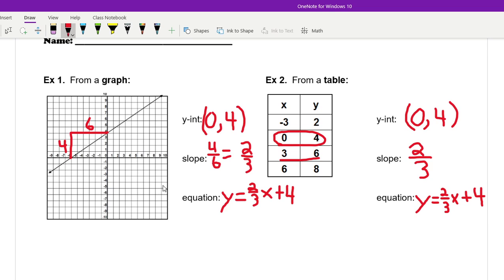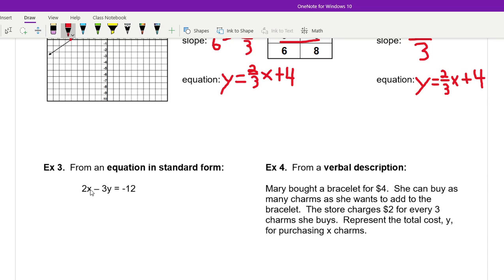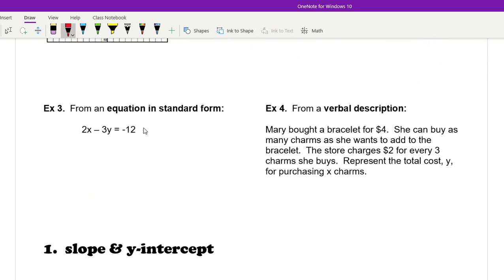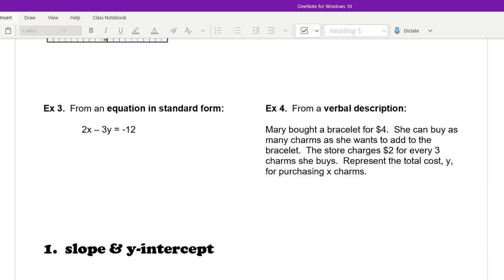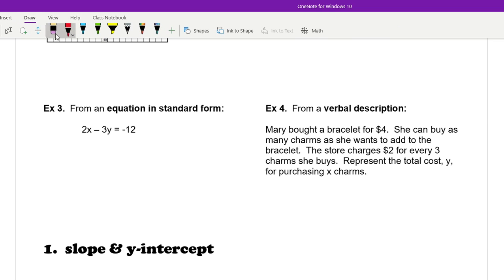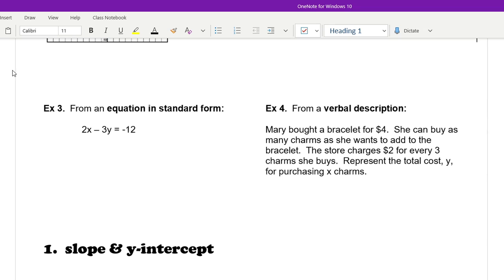Other ways that you can see this can be from its standard form. Standard form is when our x and y variable are on the same side and our constant value is on the opposite side. When you're doing this from standard form, you need to solve the equation, solve the literal equation, to be more specific. This happened in an earlier lesson.